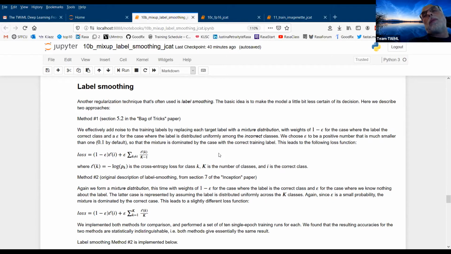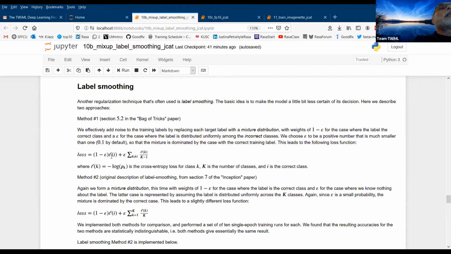This is where Jeremy is saying you want to make the model less certain of its decision. And the way you do that is, instead of assuming that an image is just one thing, that the label is just one thing, you say, well, the label is either correct with very high probability or incorrect with a very low probability, and you form a mixture distribution. Epsilon is set to be 0.1, some small number. So 1 minus epsilon is a large number, and so with 90% probability you calculate the loss function assuming that the label is the correct label.